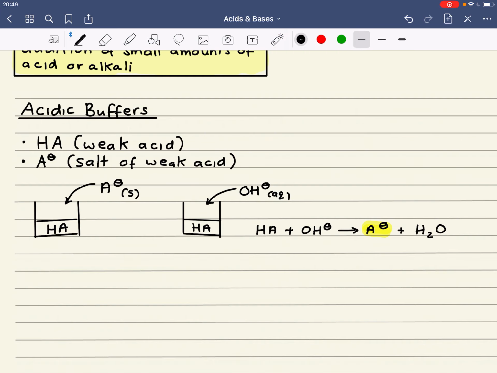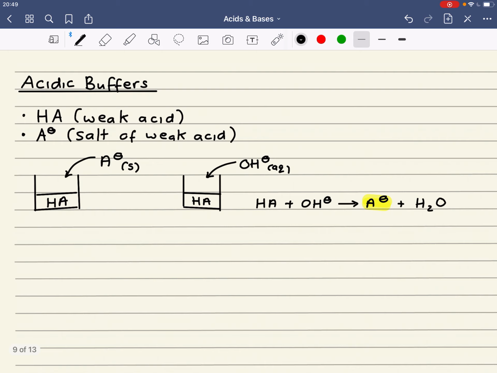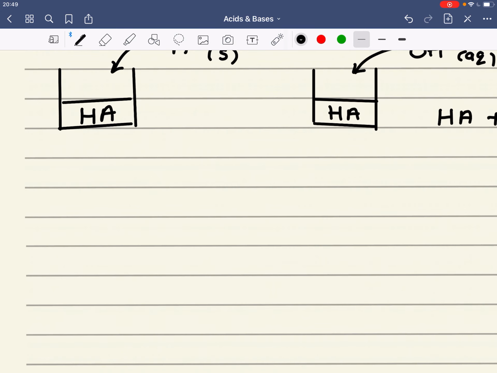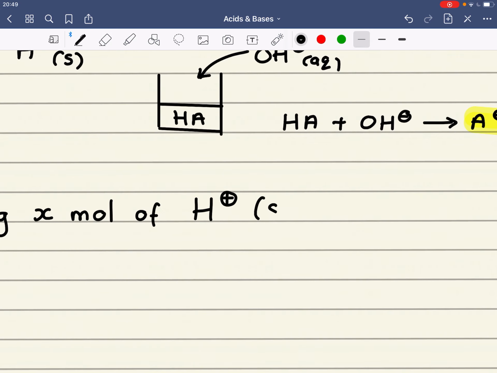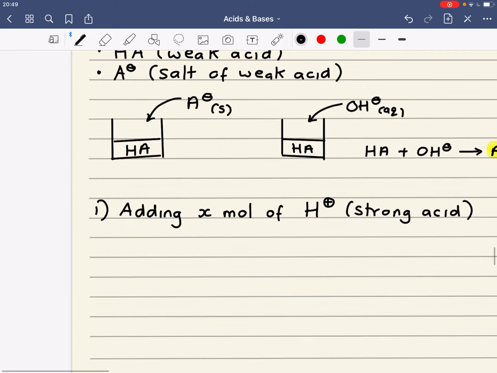So what we're going to look at then is how does an acidic buffer resist changes in pH. The first thing we're going to look at is how a buffer resists pH change when small amounts of strong acid are added. So how is it going to resist a change in pH by adding X moles of hydrogen ions, which is my strong acid like HCl or H2SO4?